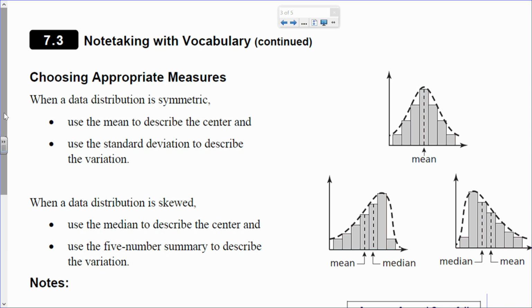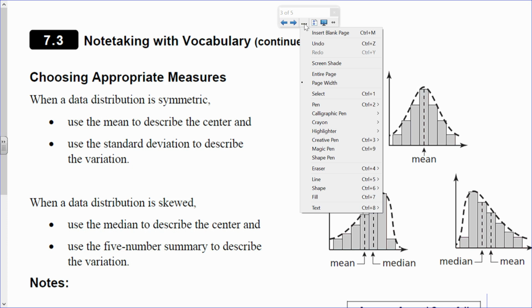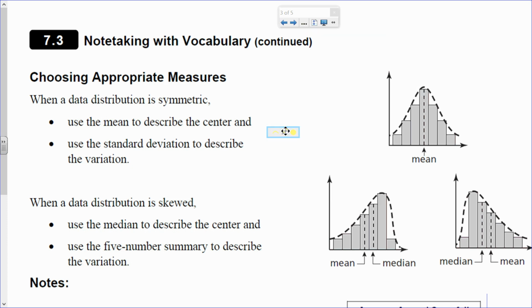Remember how a couple of days ago I said sometimes if you have data, the median is a better way to go and the mean is a crappy way to measure center and vice versa? Well, it's related to the shapes, believe it or not. So watch this. On your notes, this is right in front of you. Get your highlighter. If you ever have a distribution that's symmetric, highlight this for me. Use the mean to describe the center, and use the standard deviation to describe the variation. When you see the word variation, that's just a fancy word for spread. Spread and variation mean the same thing in statistics. That's for symmetric.